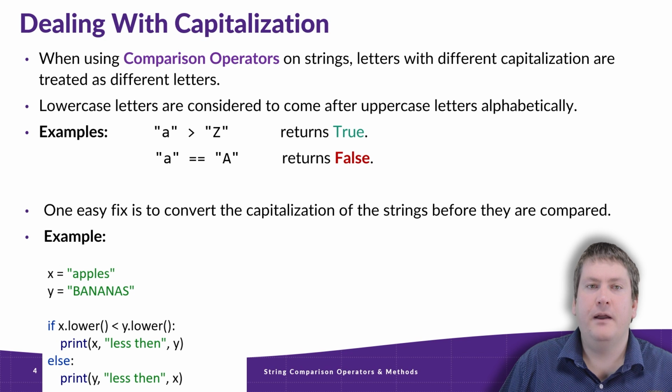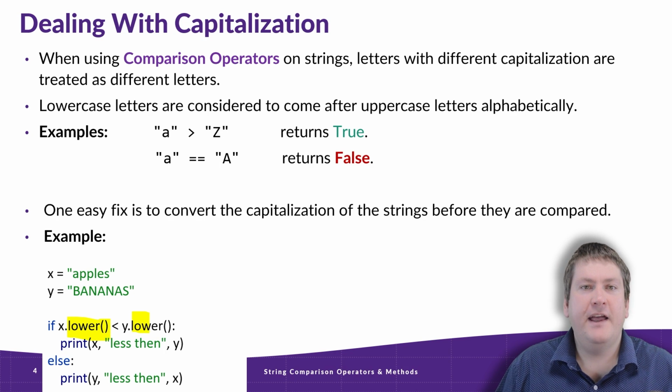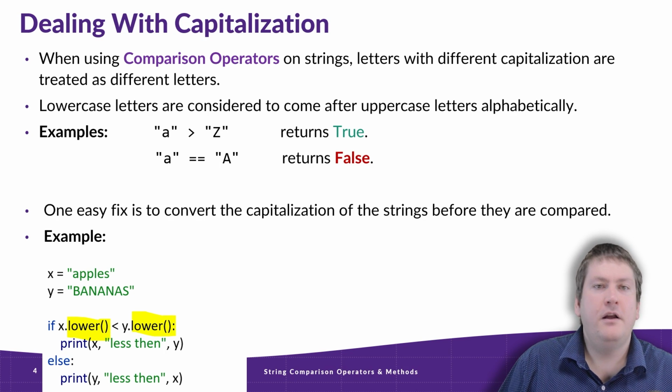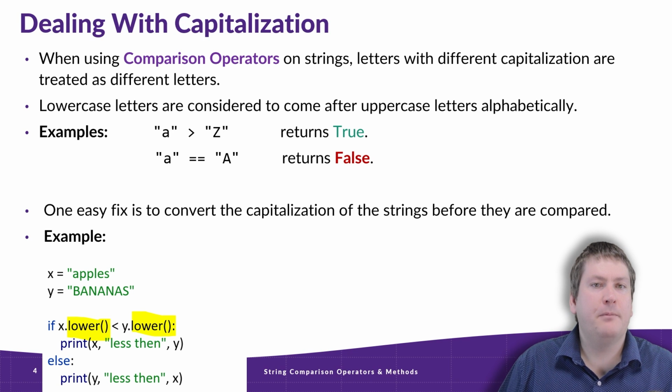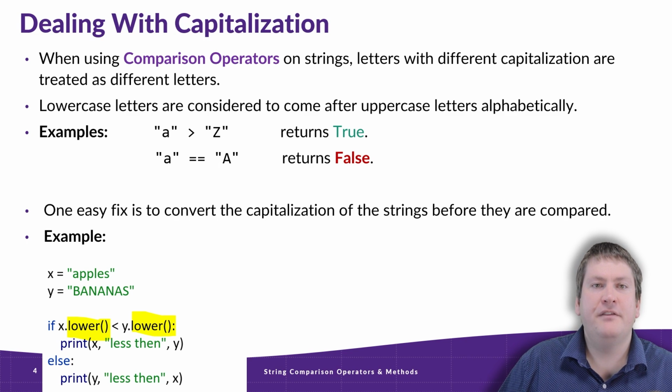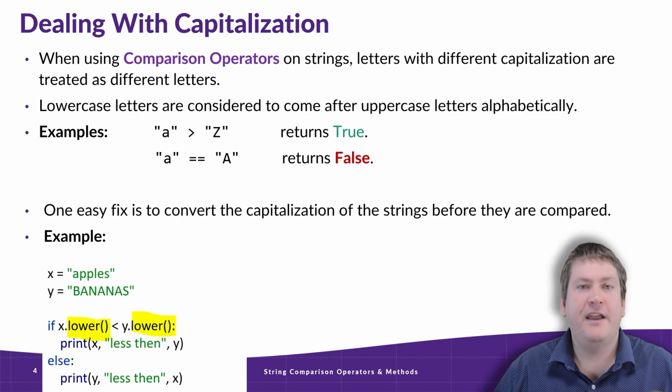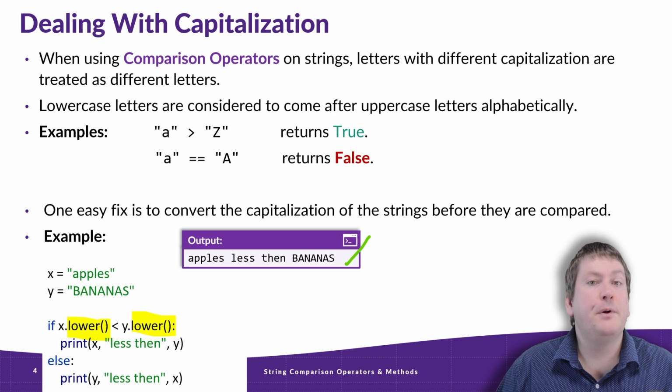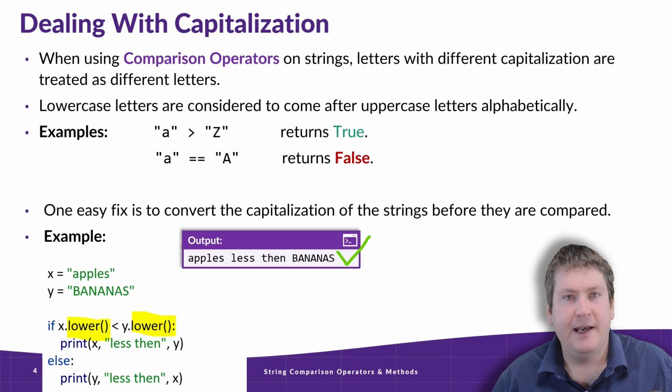And you can see the code's been updated with two things. And that is we added .lower to x and we added .lower to y. If you recall from earlier videos, the lower method for strings converts that string into all lowercase, so Bananas would become bananas in all lowercase. Now when we run this, we would get apples less than bananas.